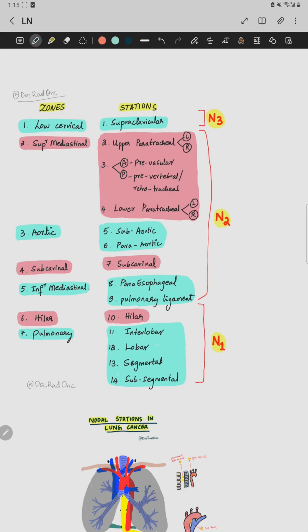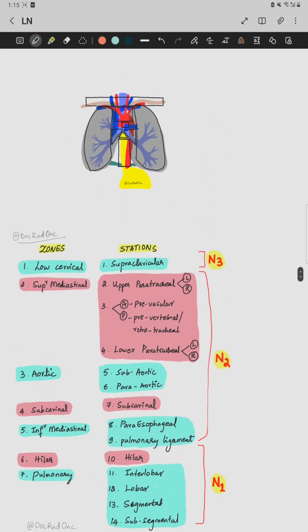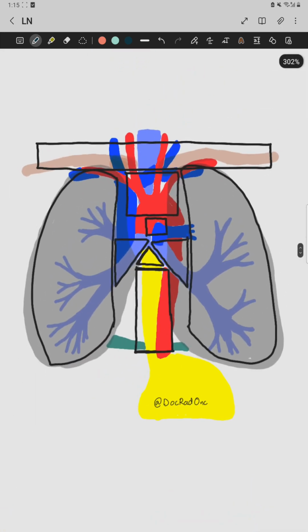Now let us see how it is positioned anatomically. So these are the zones. To make it easier, you can just go craniocaudally, so from above to below. This is zone 1, this is zone 2, this is zone 3, this is zone 4, this is zone 5. So you go 1, 2, 3, 4, 5, then you come laterally. This is 6 and this is 7.